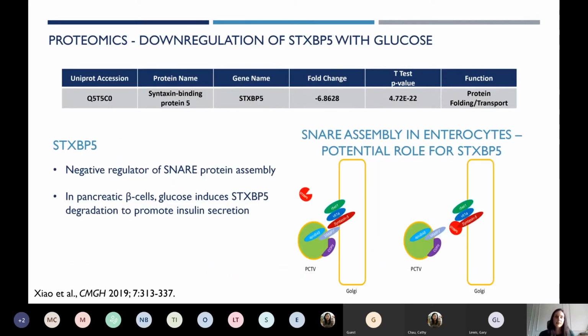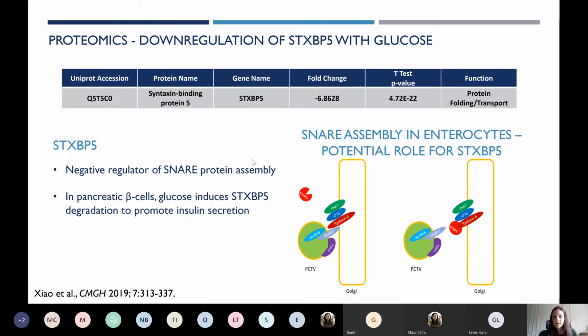In addition to looking at microscopy, we also did proteomics on those duodenal tissues. And one of the things that stood out to us is this syntaxin binding protein 5. So it had a high p-value and a quite significant fold change from water to glucose. So we see a downregulation in syntaxin binding protein 5 with glucose.